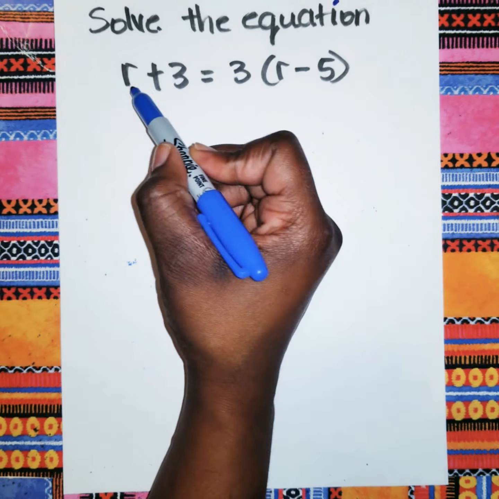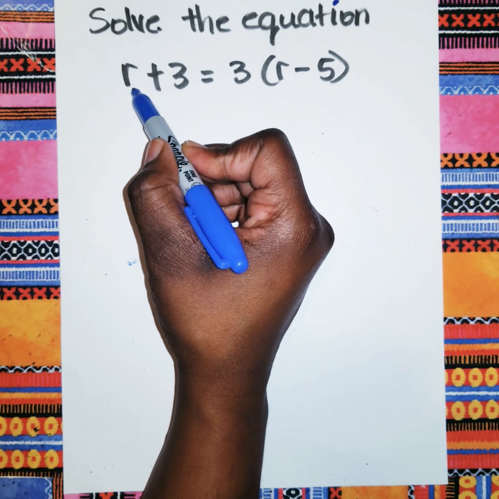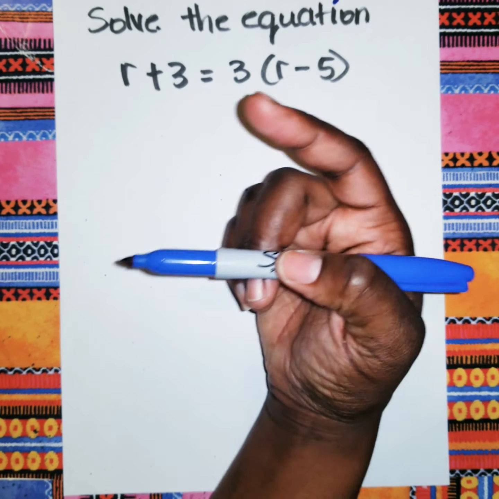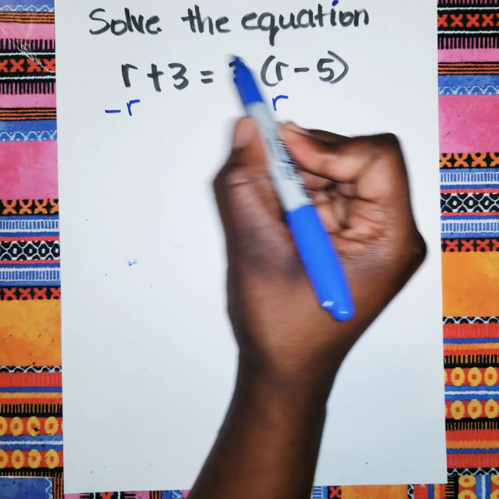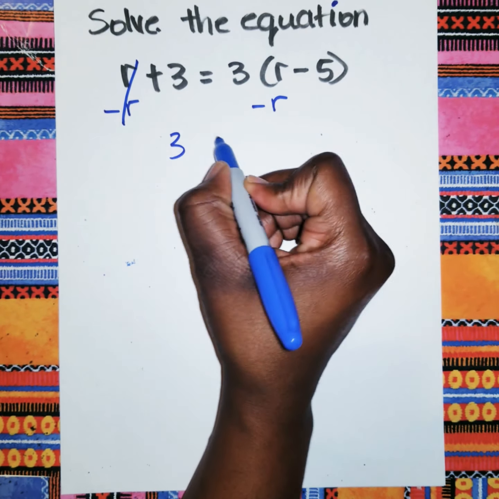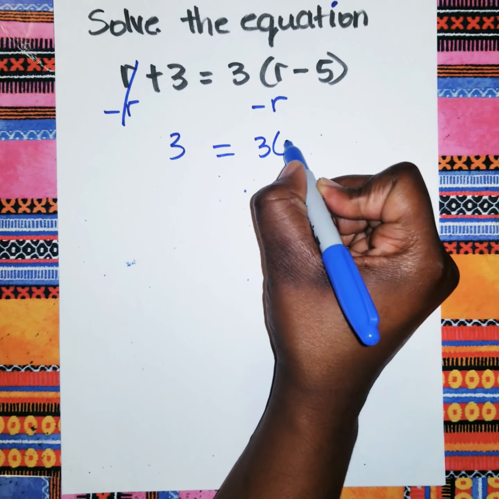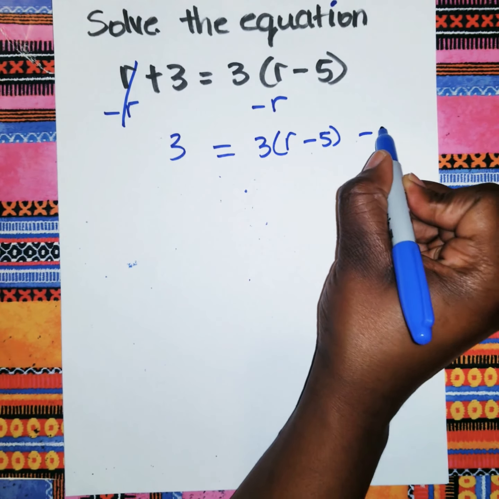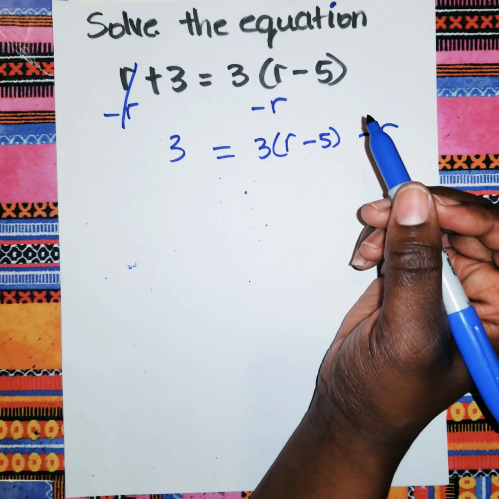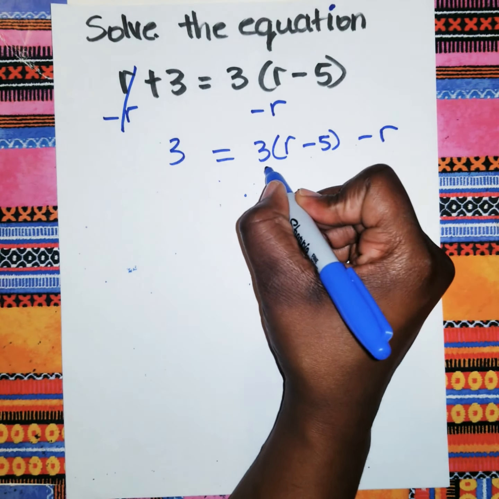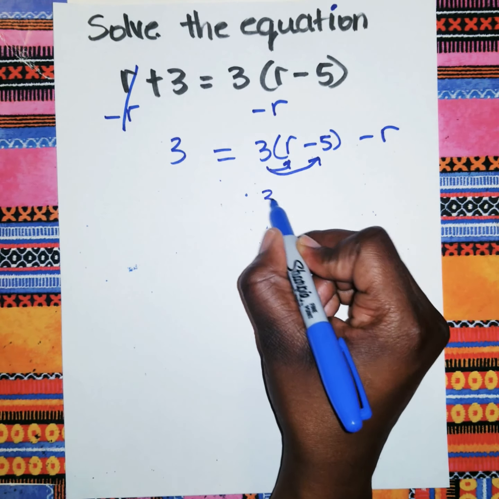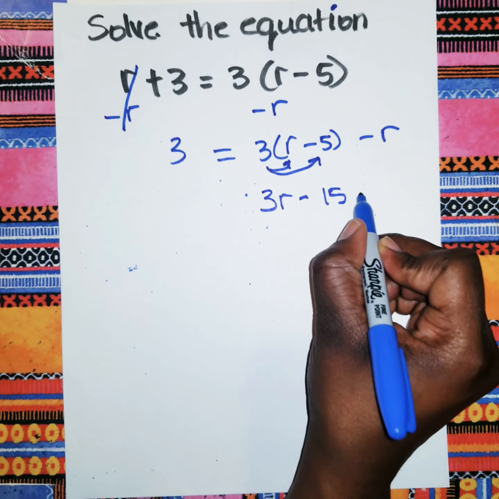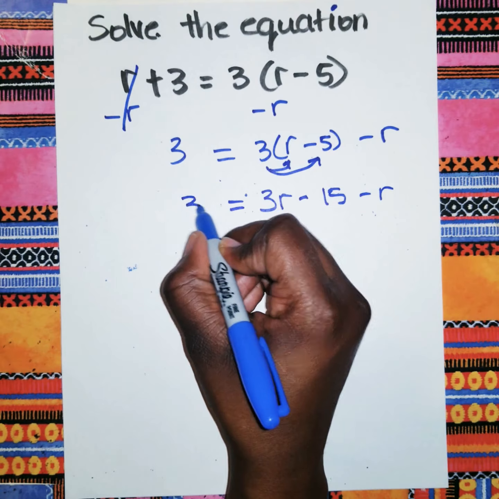But if you want to, you could get rid of this r from this side. As I showed you earlier, you carry out the opposite operation at all times. So I'm going to subtract r from both sides here. So that cancels. So 3 is equal to 3 times r minus 5, subtract r. From here, I'm going to do the parentheses. So it's 3 times r and 3 times a negative 5. So that's 3r minus 15 minus r is equal to 3.